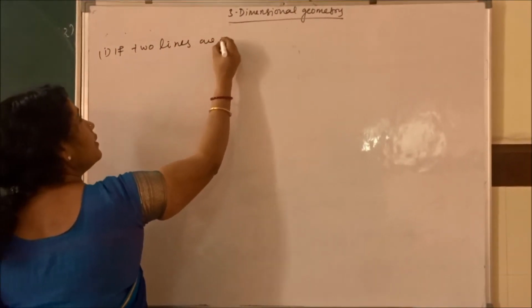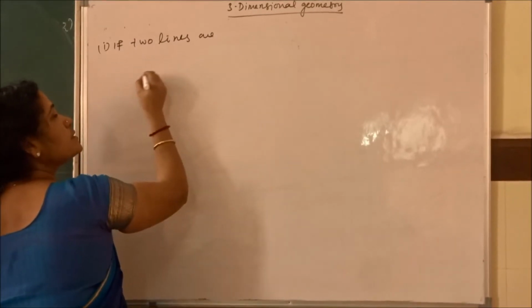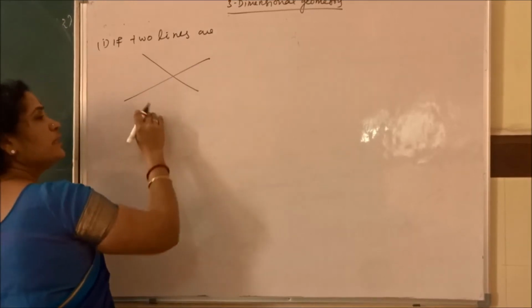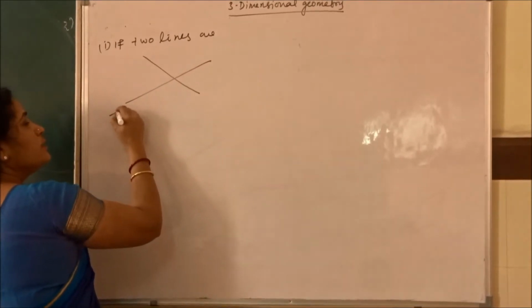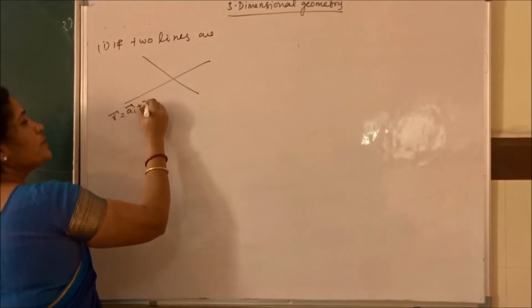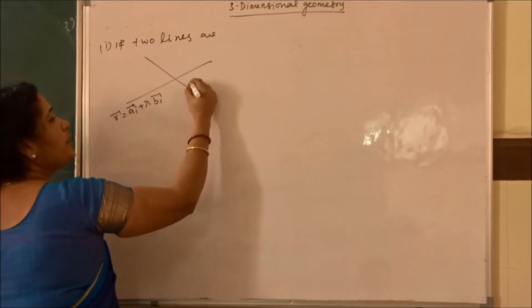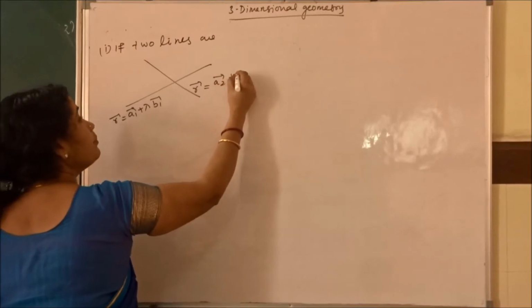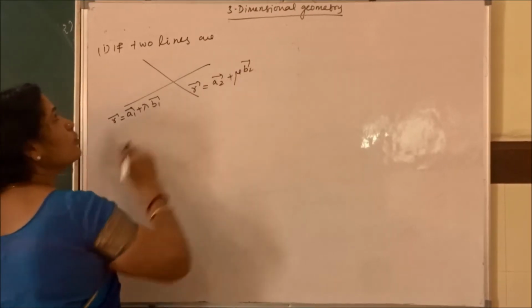are perpendicular. I am taking 2 lines, like, if 2 lines are intersecting, I will derive so many formulae here. So r vector equal to a1 vector plus lambda into b1 vector, and another line r vector equal to a2 vector plus mu into b2 vector. I am taking two lines.